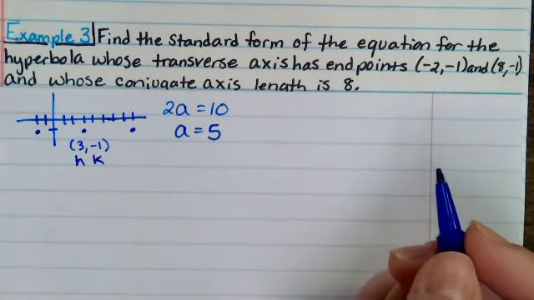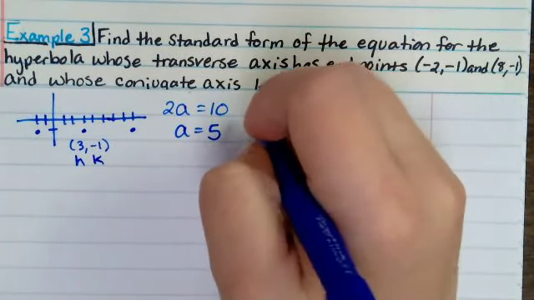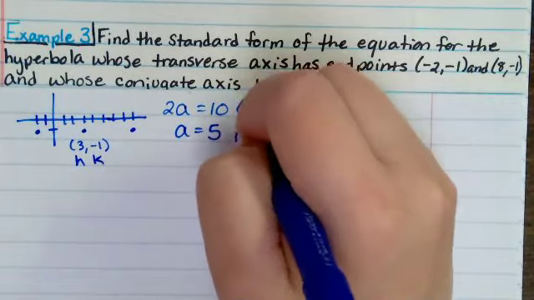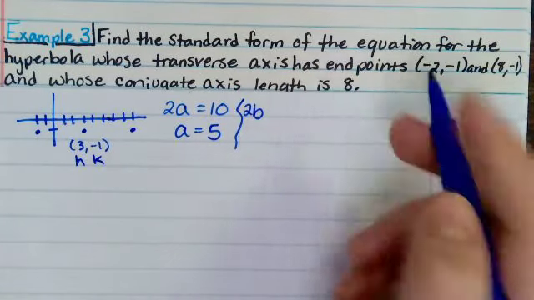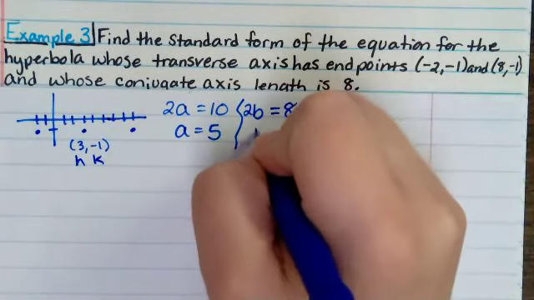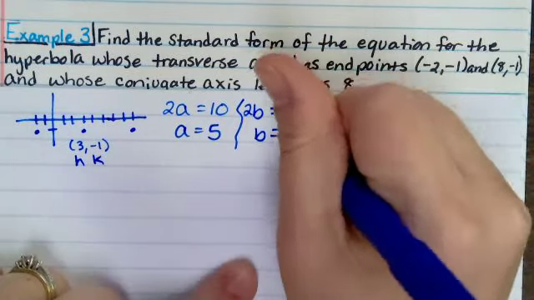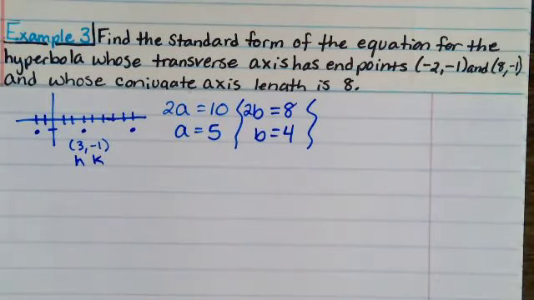The other thing that we would need is B, and then we should just be able to write the equation for this. So B is going to come from that conjugate axis, which is going to be 2B equals 8, which means B is 4. So when I give my equation here, we need to recognize that this is where the center is at (H, K). We want to use that set of equations. We're going to plug it into that.